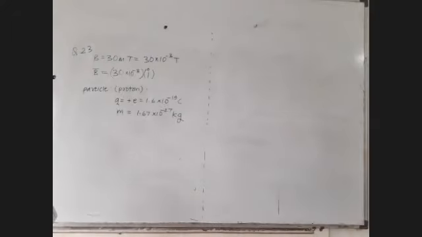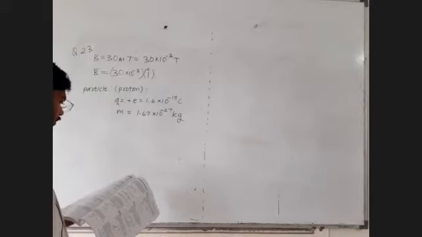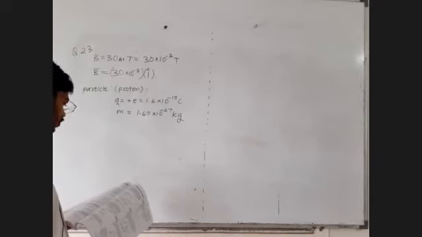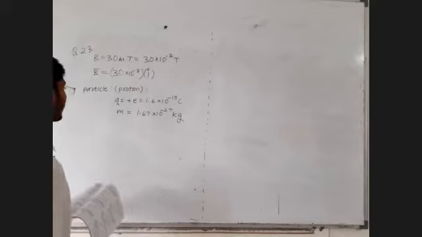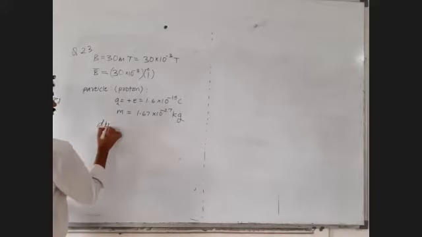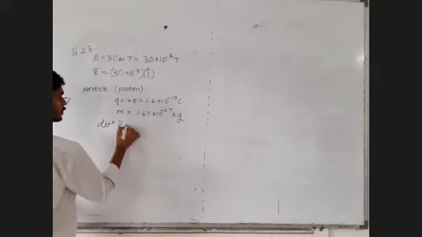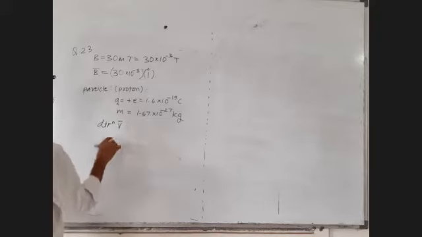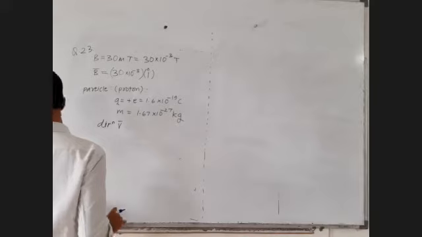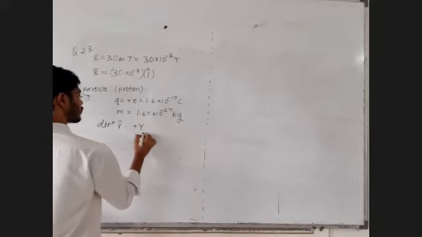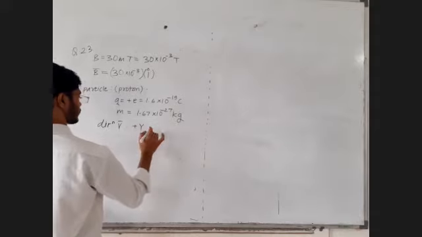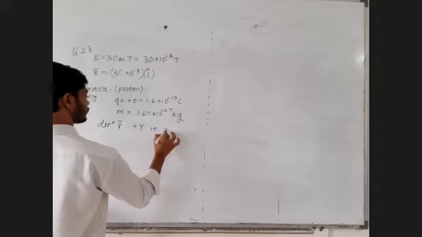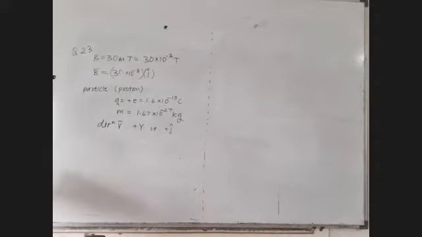Next, a particle of charge plus e and mass equal to 1.6 into 10 raised to minus 27 kg is projected into the field along the positive y direction. Direction of projection means direction of velocity. Initially, the particle was projected in positive y direction. Positive y direction means plus j cap, with a speed of 4.8 into 10 raised to 6.